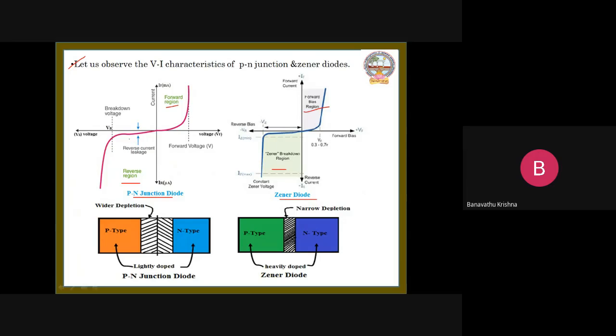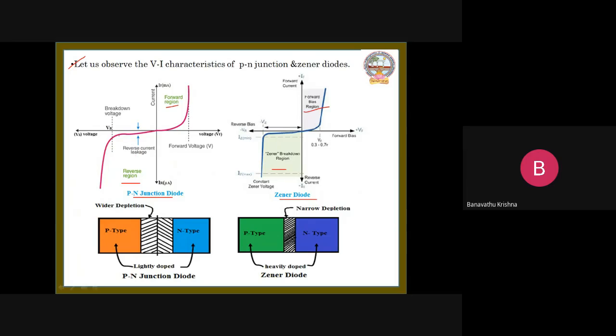If the PN junction is in reverse bias condition, minority charge carriers are moving across the junction. Due to the minority charge carrier movement, a current is generated. That current is called the reverse current, or leakage current.